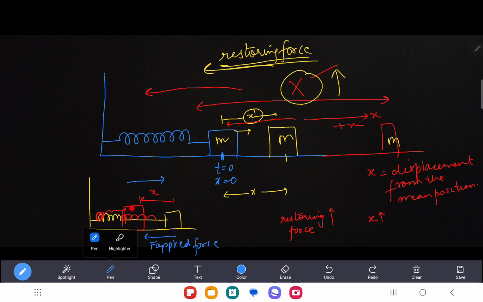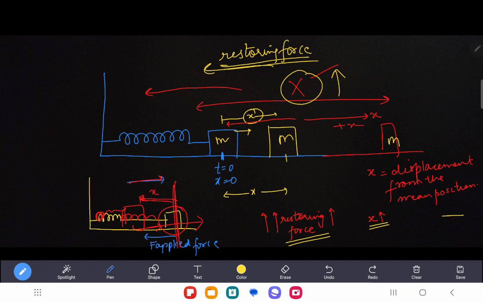The spring is going to push it forward, and the spring will try to come back again to the yellow position. So the displacement is backward. So the restoring force is forward again towards the mean position, because obviously when it comes back again, it is the mean position. But I hope you're understanding, the restoring force increases when the displacement increases.